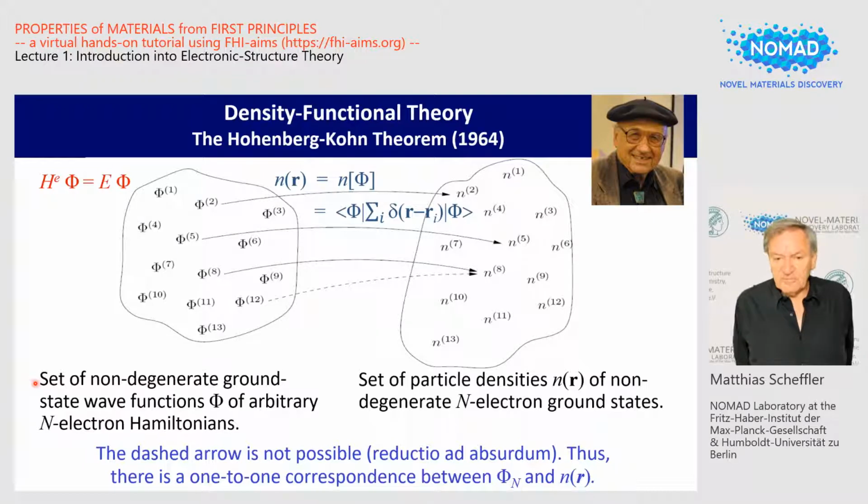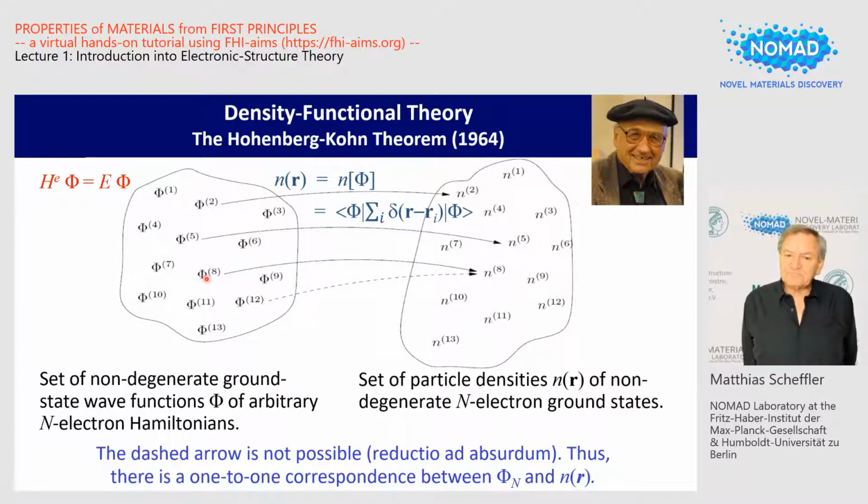So each Hamiltonian has a different phi. From phi, I can go to the density because there is a functional which determines how I go from phi to the density. And if I have on the right a set of particle densities of non-degenerate n-electron ground states, you can draw arrows. From phi 2 I go to n2, from phi 5 I go to n5.